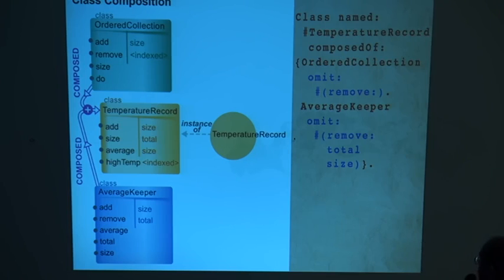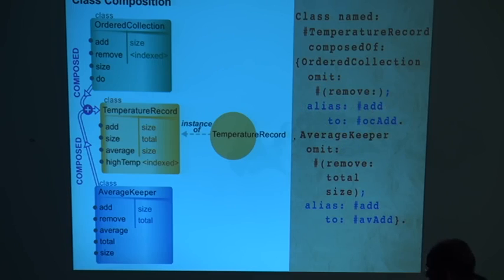Since we want to change the behavior, because we want this add method to invoke both of these add methods one after the other, although we don't care about the order, we will alias, as in traits, the names of those methods that we got. So we've added an alias, add to OC add, for the one that came from ordered collection, and these names are totally arbitrary. And we alias add to AV add for the one that comes from average keeper. That takes care of our methods. We now have no conflicts.